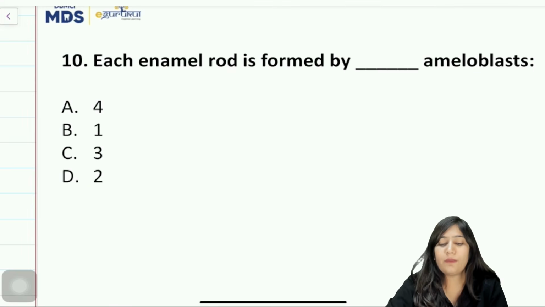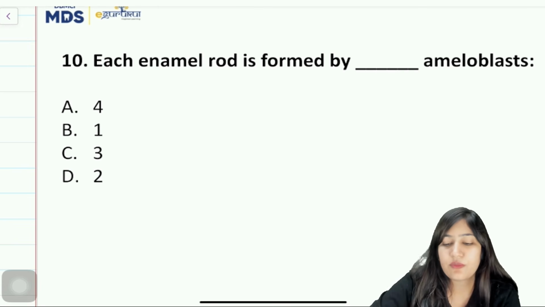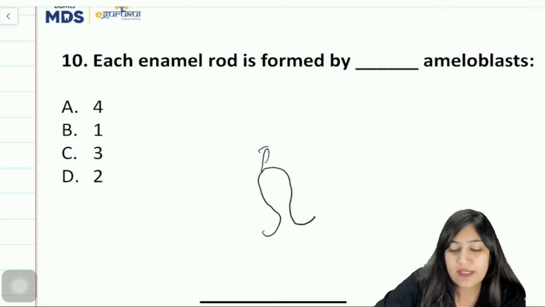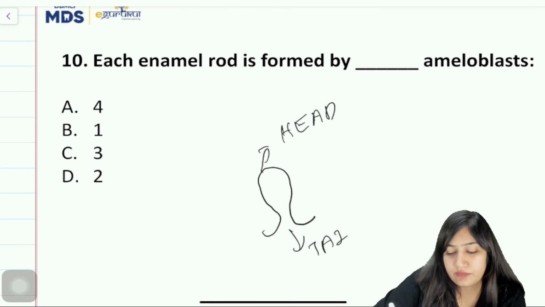Enamel rod is formed by how many ameloblasts? So we can see this is our enamel rod. It has two portions, a head portion and a tail portion. Head portion is formed by one ameloblast.